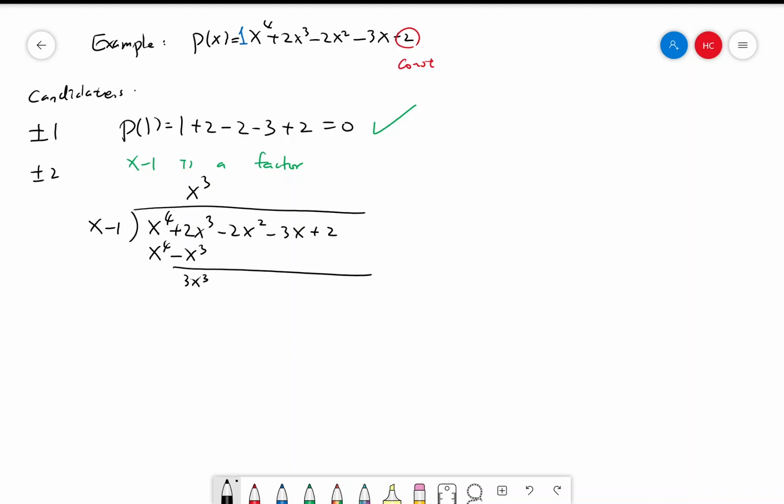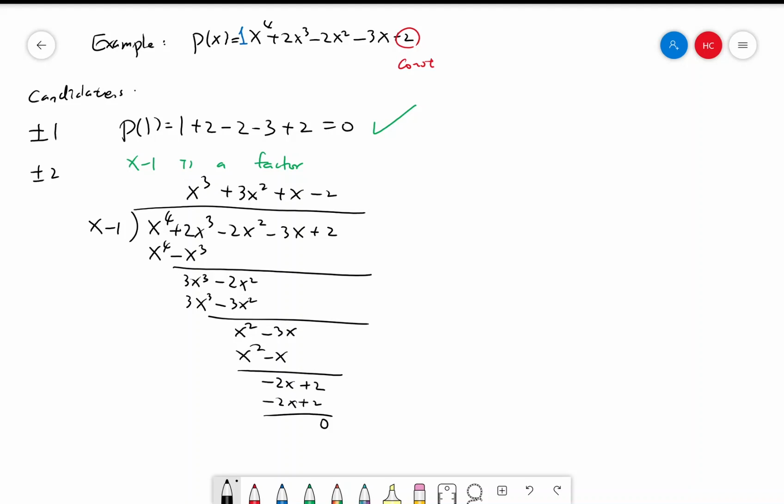Let me make this faster here. Minus here. Plus x, x squared minus x, negative 2x plus 2, minus 2, negative 2x plus 2, 0. Alright, so we have factored x minus 1 from p of x. Now we have to factor the cubic on top. The candidates are the same, still plus minus 1, still plus minus 2. I'm going to save you a little time. I'm going to plug in a value, and I know it works.